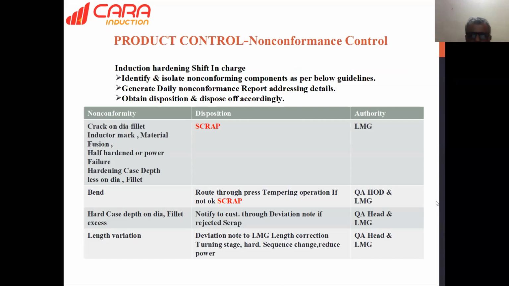Whatever non-conformance we get at the time of induction hardening is identified here: a crack on the fillet, that means you have to scrap; bend, you have to scrap; hardening case depth excess. So what action is needed is mentioned here. This is an example. You need to establish this type of control in your area. Then you may change the non-conformity disposition action or authority. That is different, but a system is required. This is the systematic requirement: if you follow your manufacturing control and take all this care, then there is no problem in your induction hardening section. Next, sir.